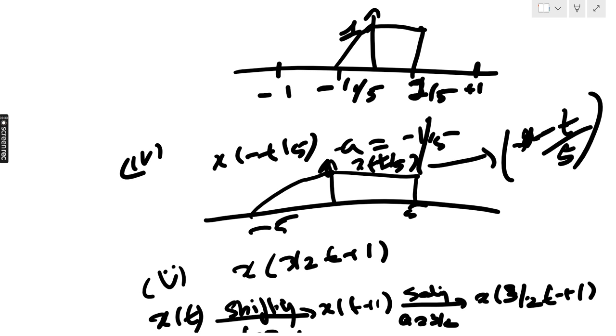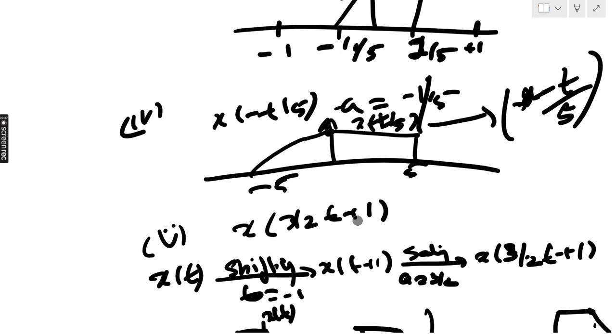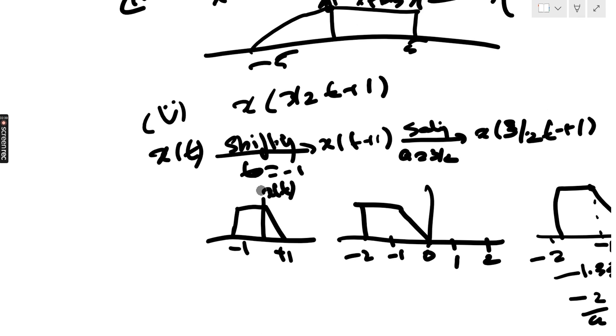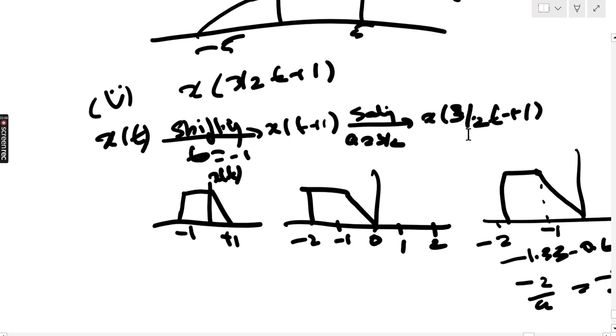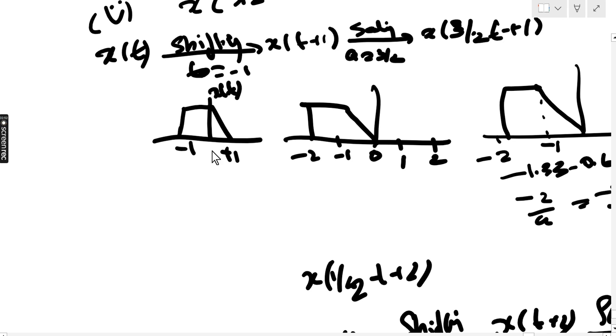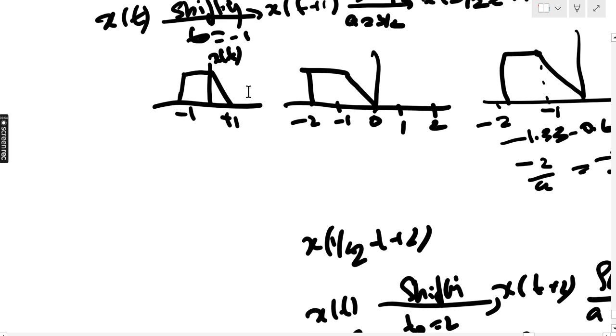Minus t by 5. This is 3 by 2. This is 3 by 2 t plus 1. This is the time shifting property. Here t naught equal to minus 1. x of t, a equal to 3 by 2. x of 3 by 2 t plus 1. So here it will be minus 1 plus 1.